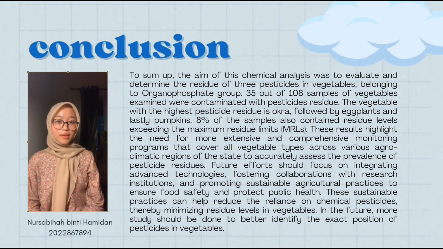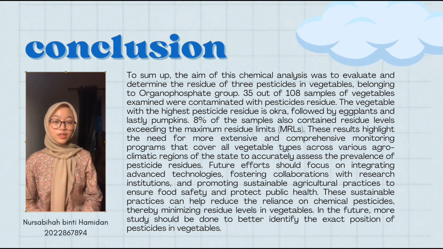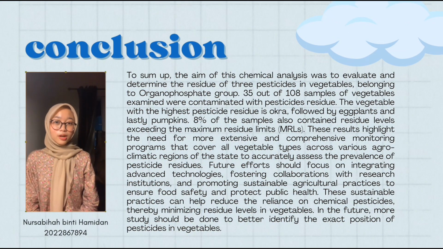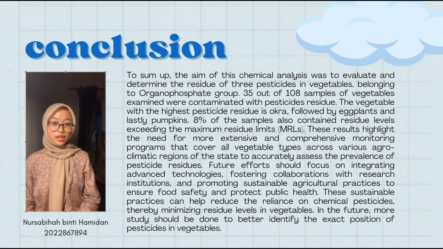To sum up, the aim of this chemical analysis was to evaluate and determine the residue of 3 pesticides in vegetables belonging to the organophosphate group. 35 out of 108 samples of vegetables examined were contaminated with pesticide residue. The vegetable with the highest pesticide residue is okra, followed by eggplant and lastly pumpkin. 8% of the samples also contain residue levels exceeding the maximum residue limits, or MRLs.